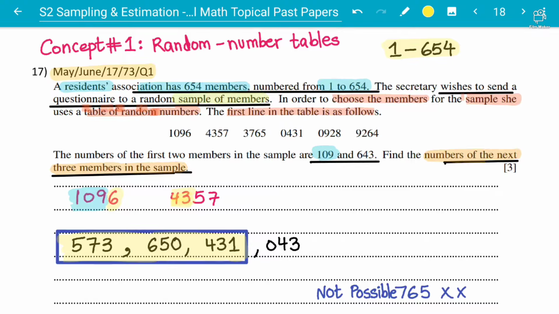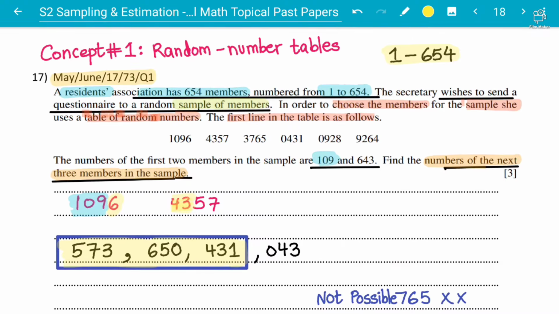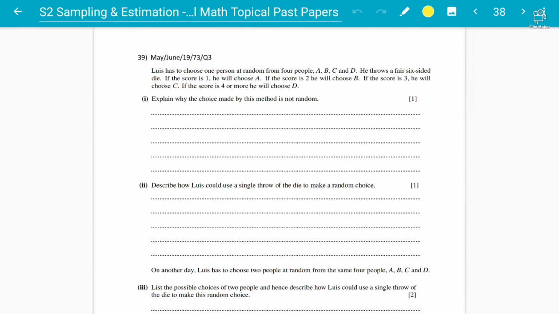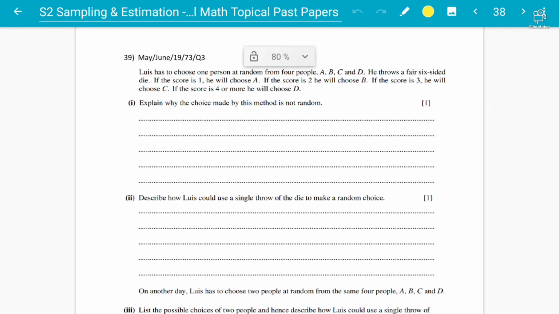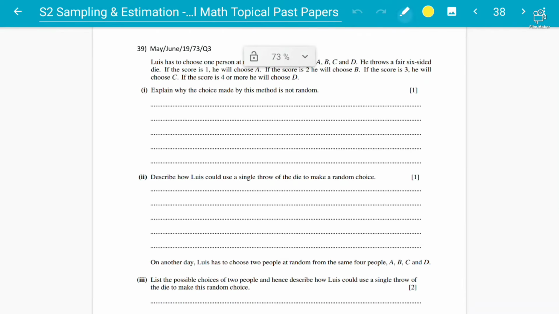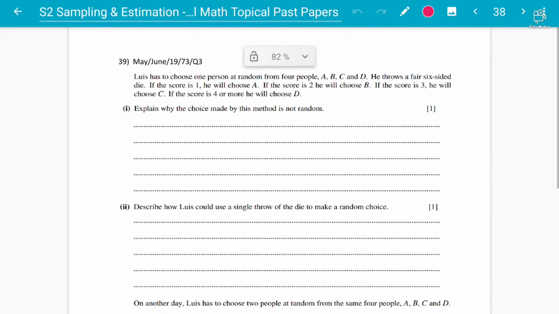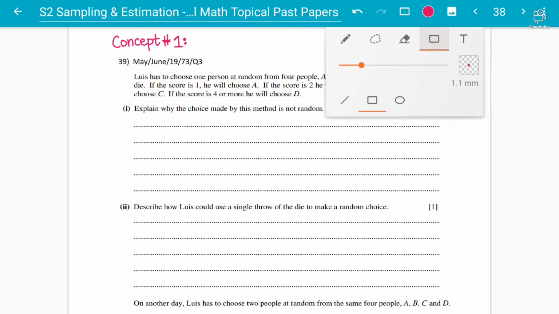Okay, students? So this is one of the concept number 1 for the random number tables as well. Let's look at another question, from May, June 2019. It's one of the recent papers that we have as well, students. So let's talk about this. Again, this is one of the recent questions, and it talks about the concept number one that I was saying. So this is also concept number one, that's all they're talking about.